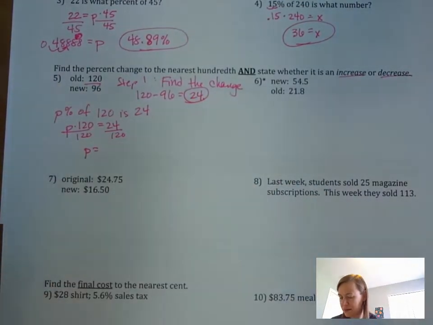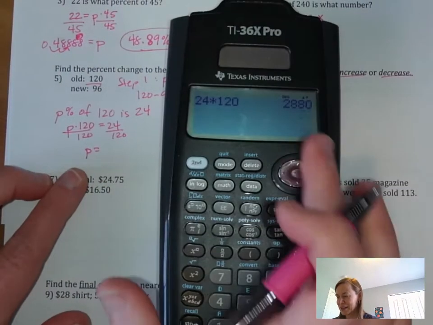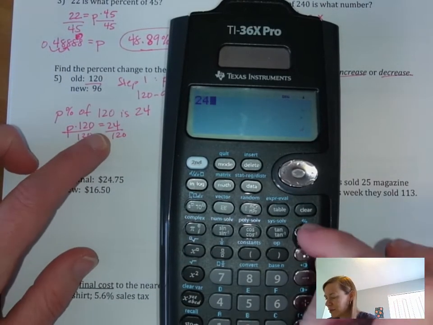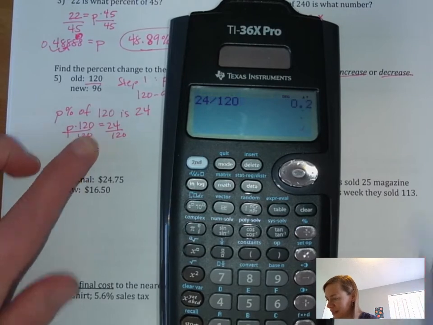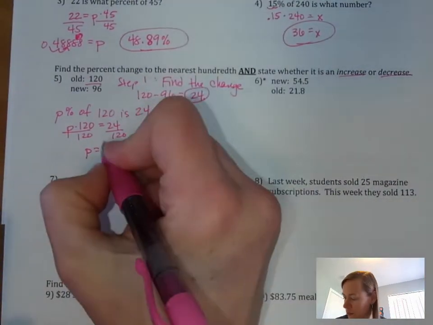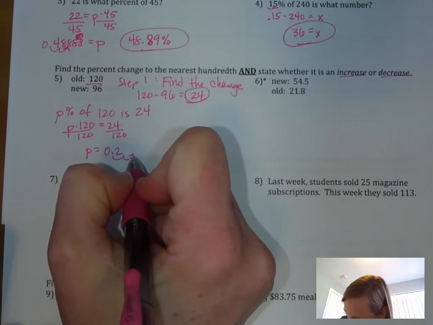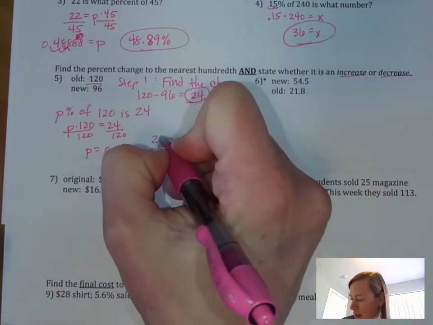Now, I think that does not sound right. Let's take a look at that. It looks like I hit the times button instead of divide. Let me try that again. 24 divided by 120 is going to be, there we go, 0.2. Okay, let's move that decimal 2 places. It looks like we're going to have to put a 0 there, and we'll wind up with 20%.